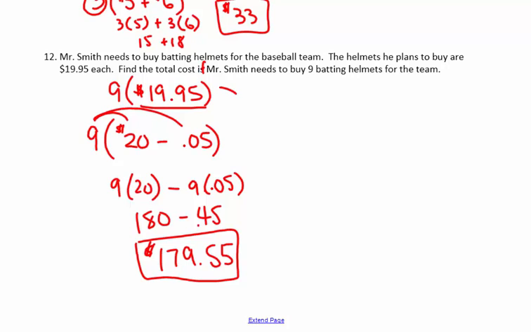So I can also break a number up like I did here. I took 19.95 and made it $20 minus a nickel, and then it made it a little easier. So that's another way you could use it.